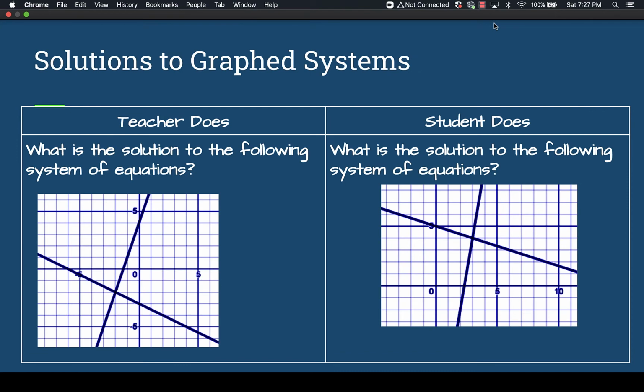Again, when we're looking at solutions to graphed systems, it is the point where they intersect. So if the graph is already given to you, you just have to figure out where does it intersect. So in the example on the right, it intersects at that red dot there. What coordinate is it? Well, it's -2, -2. That's all we need to do for this. Identify what coordinate do the lines intersect at. Pause the video and identify the solution to your graph.